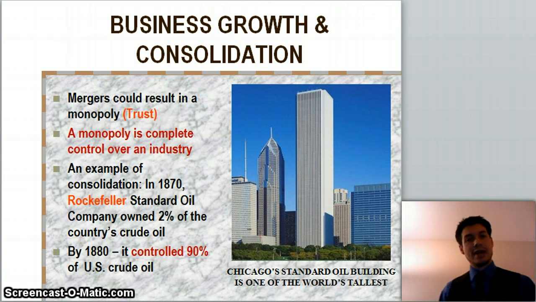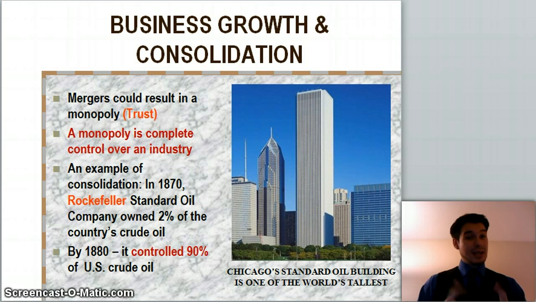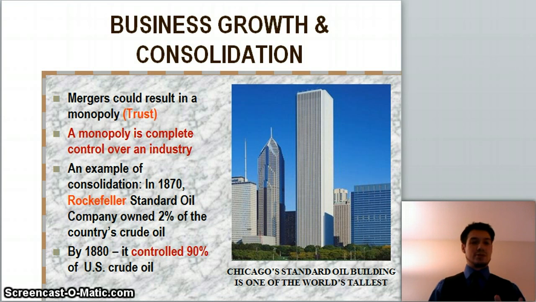An example, 1870, Rockefeller's Standard Oil Company owned 2% of the country's crude oil. By 1880, just 10 years, it controlled 90% of the U.S. crude oil. And we're going to get into how that affects people, including Ida Tarbell soon.